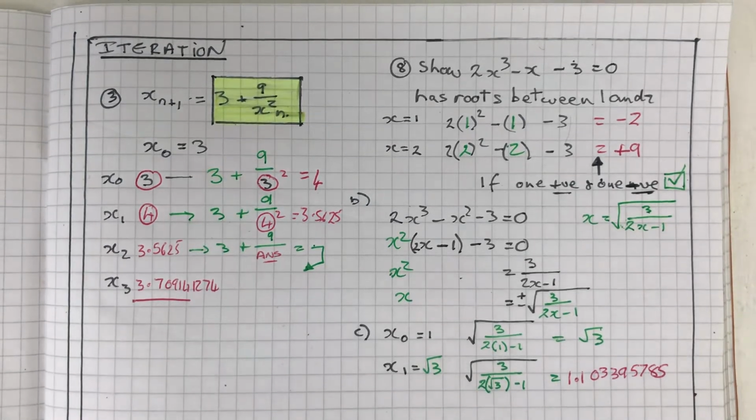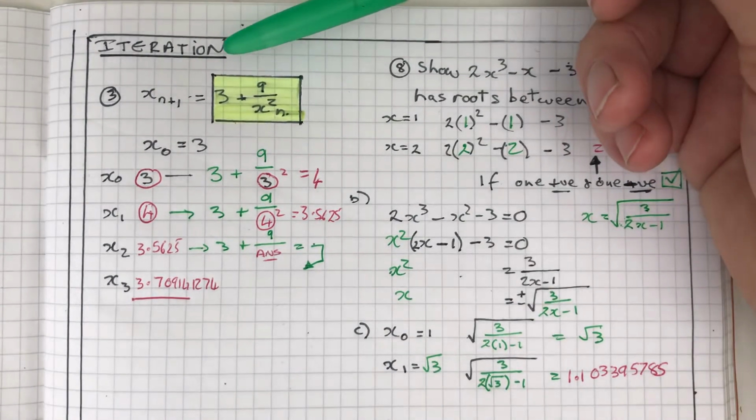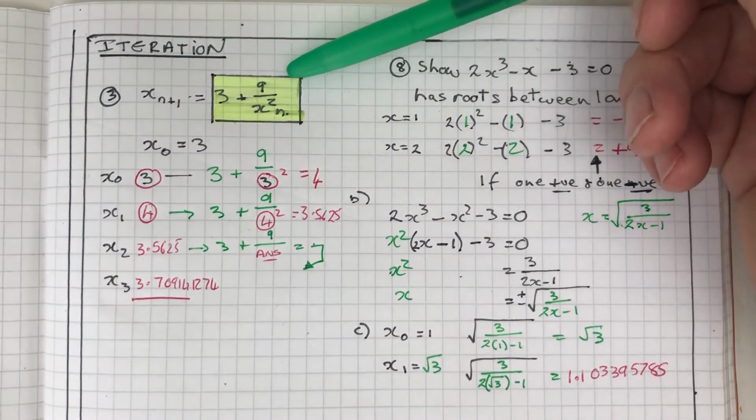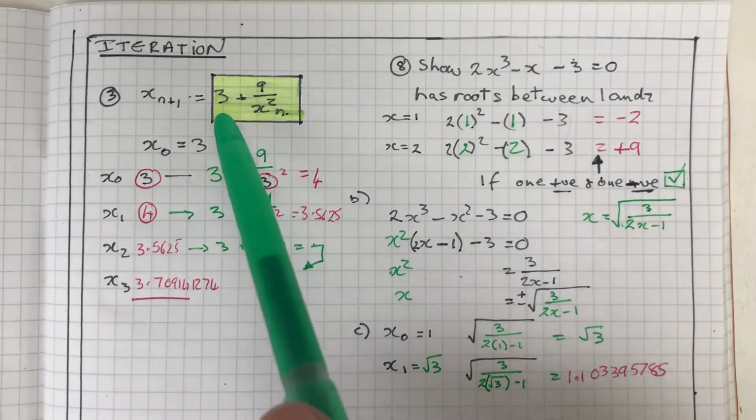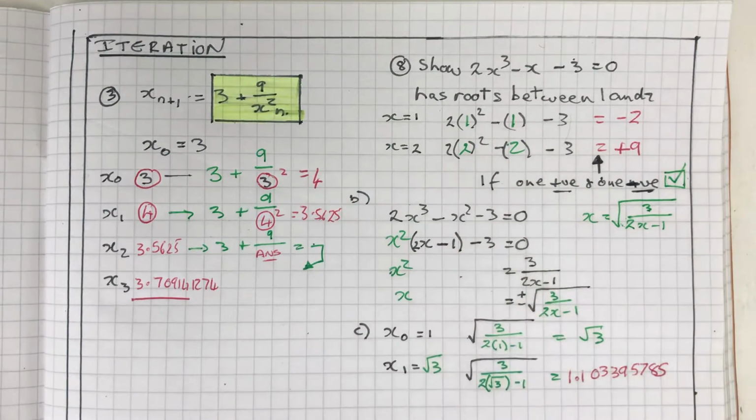Good morning. There were one or two people who were struggling with the concept of iteration last time round, so I'm going to look at two of the key questions here from the Maths Genie worksheet. The idea is what we've got is a function machine. If I look at question 3, where we do 3 plus 9 over x squared, or xn squared.